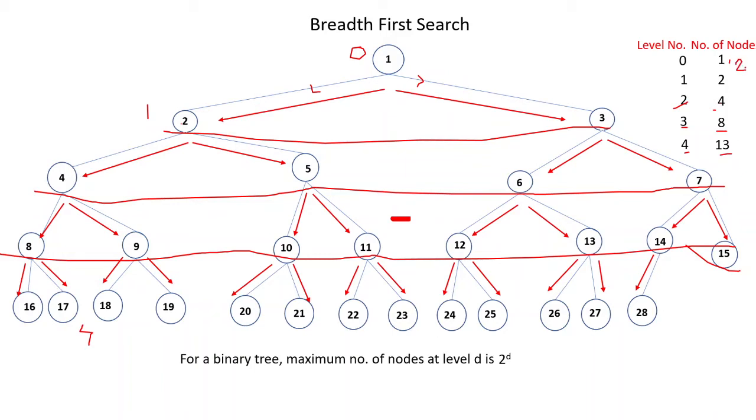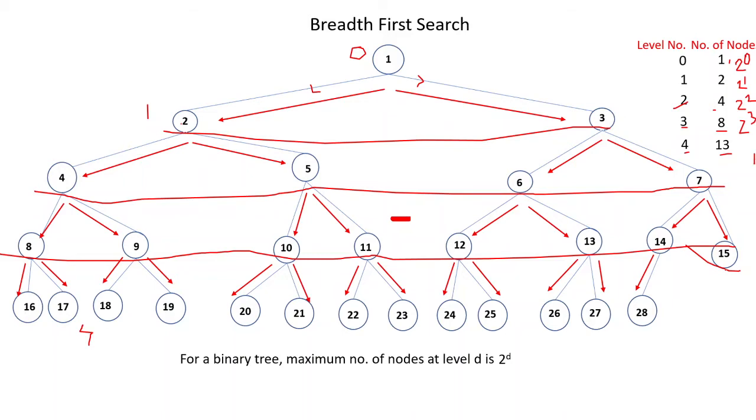Level number 0 contains 2 to the power 0 nodes. Level number 1 contains 2 to the power 1 nodes. Level number 2 contains 2 to the power 2 nodes. Level number 3 contains 2 cube nodes. And 2 to the power 4 is equal to 16.